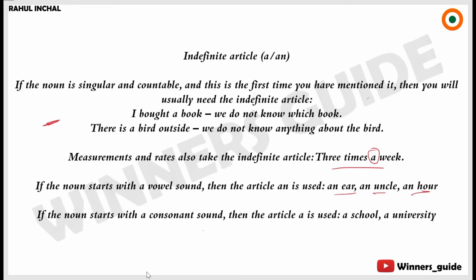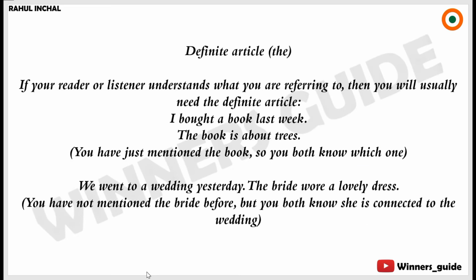If the noun starts with the consonant sound, then the article a is used. Like, for example, a school, a university. Now, definite article. The definite article is nothing but the. If your reader or listener understands what you are referring to, then you will usually need the definite article.